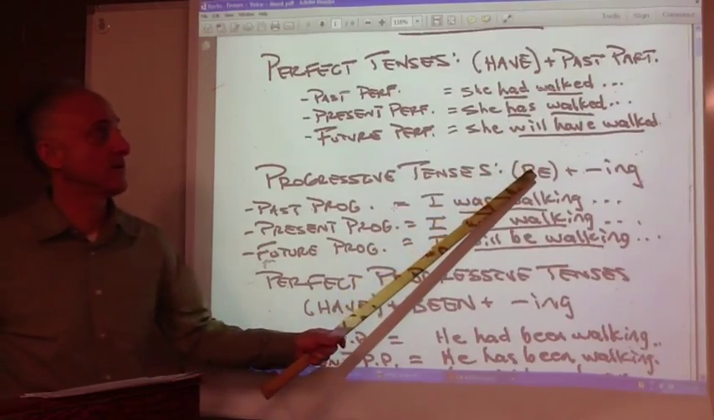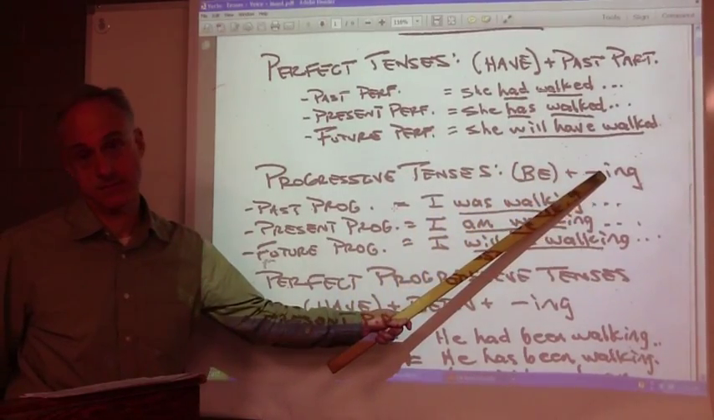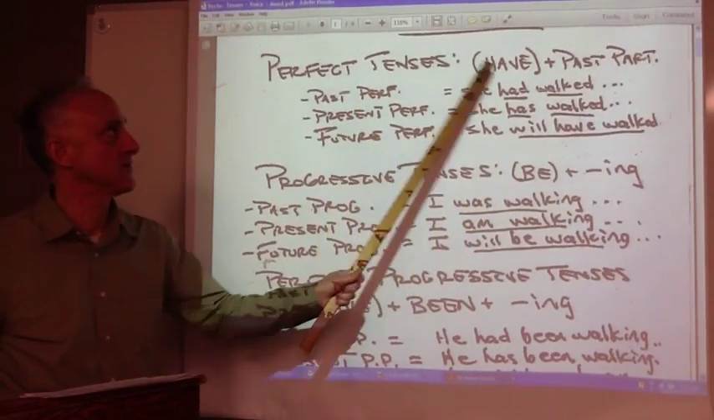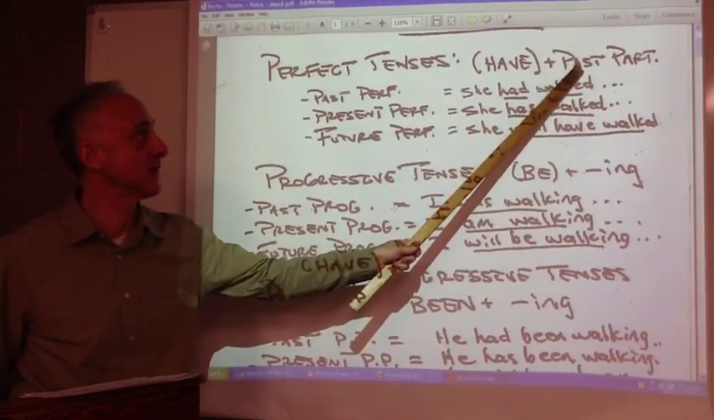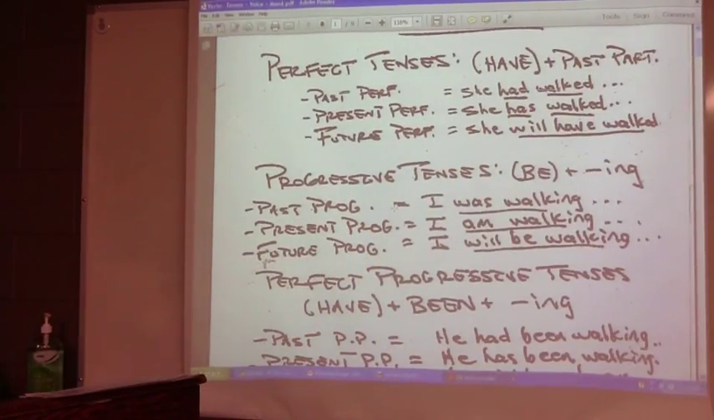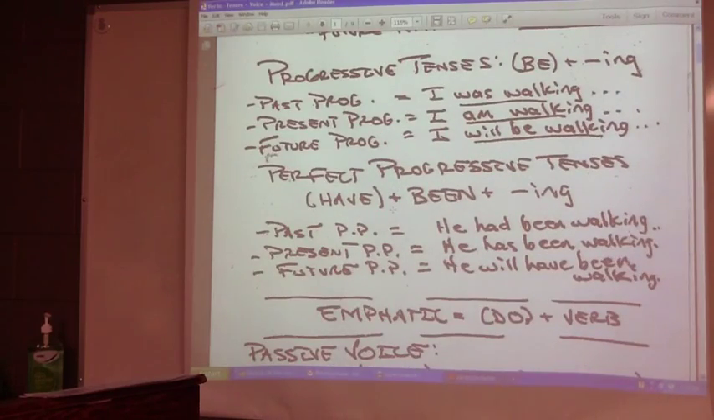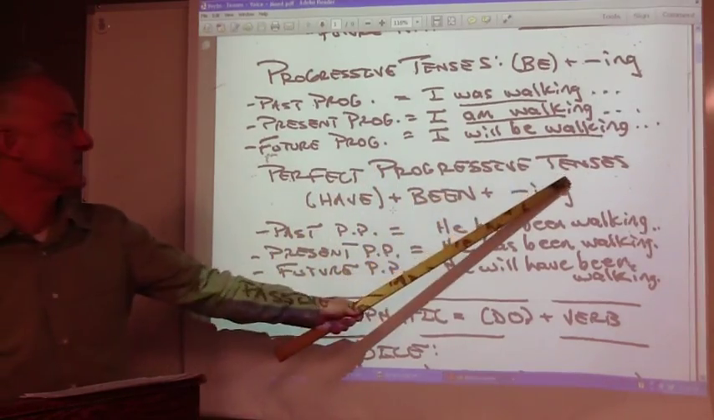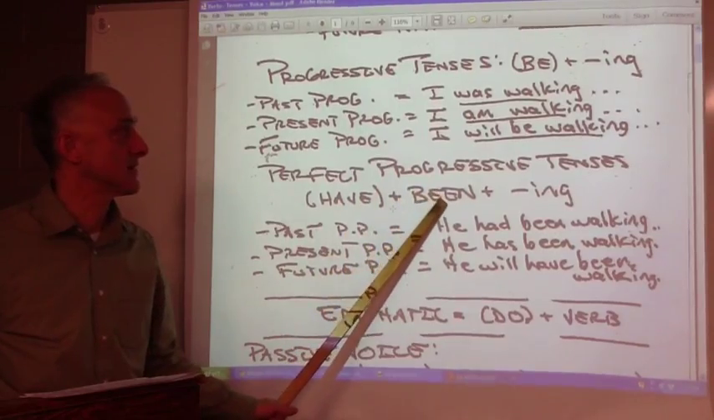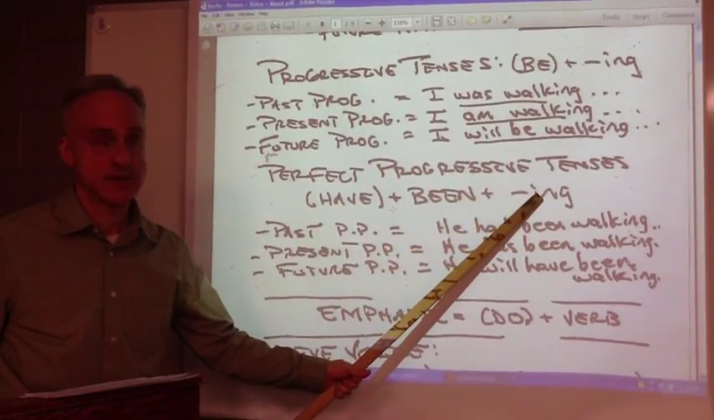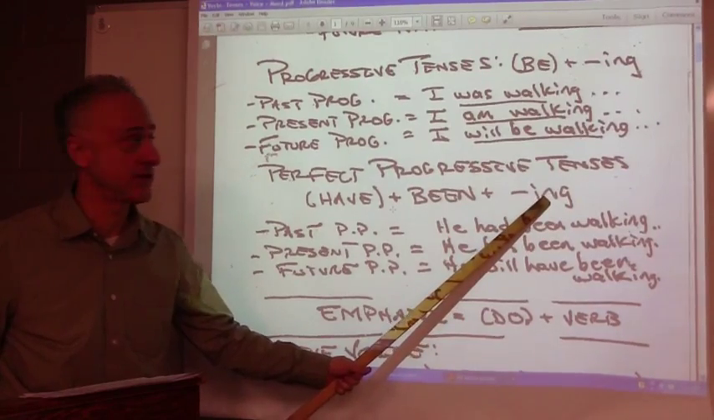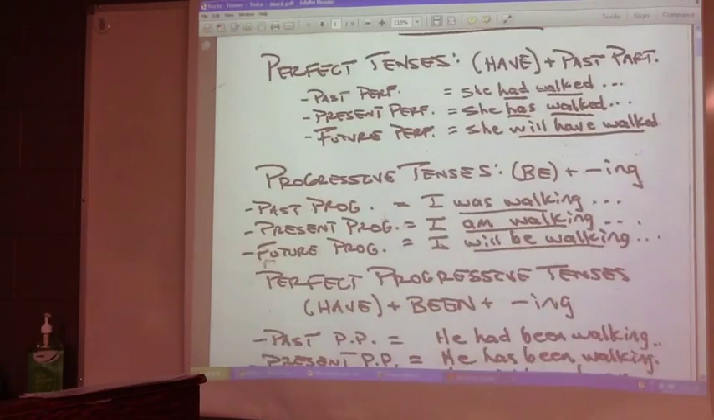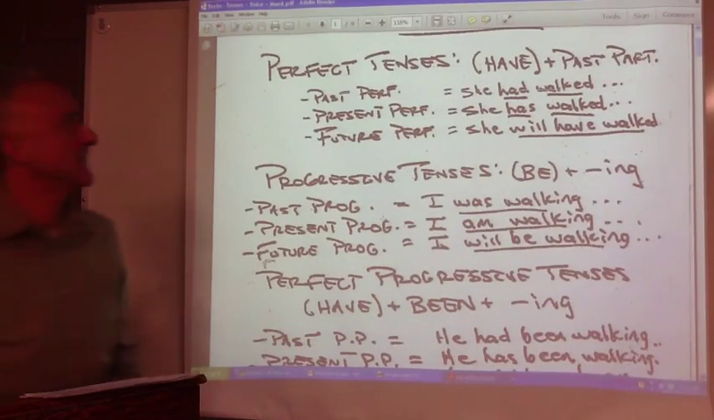Progressive tenses use be plus a present participle that ends in ing. Progressive tenses use be plus ing. Perfect tenses use have plus a past participle, which I didn't say before. And the perfect progressive tenses use have, a form of it, plus the past participle been, plus the present participle of a verb that will end in ing. All right, so that sounds confusing. It's a lot of stuff to look at all of a sudden. But this is what it looks like.